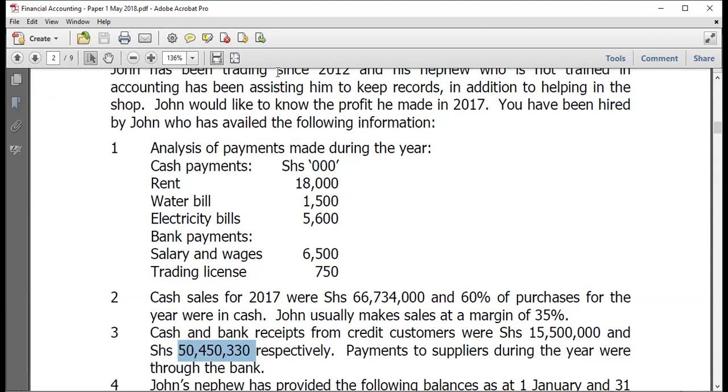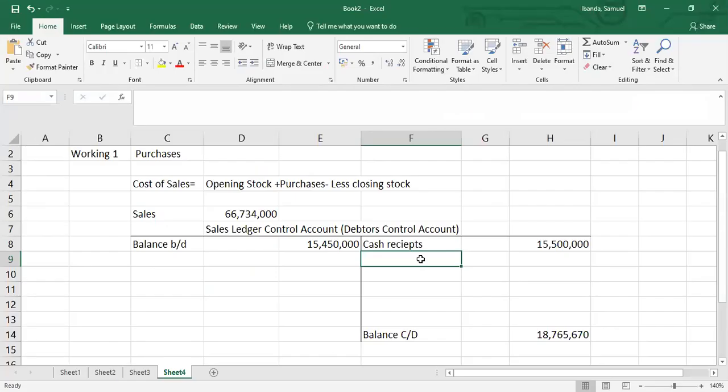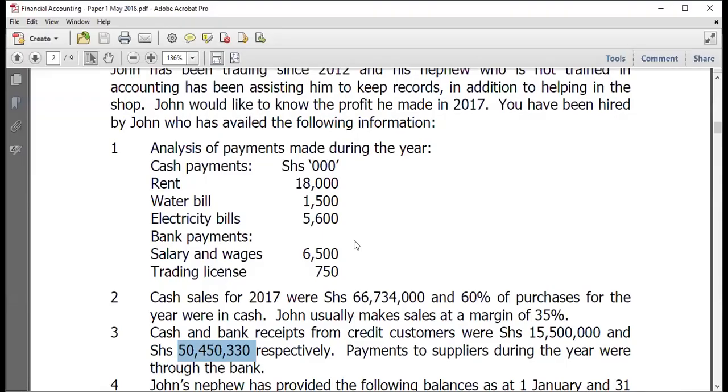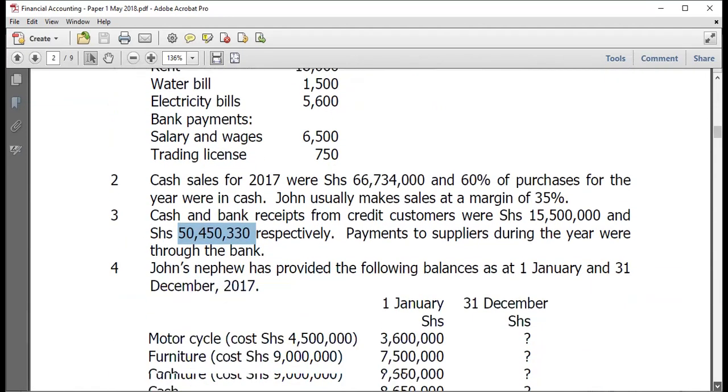I'll come here and record my bank payment, or bank receipt, sorry, from customers to be that amount, okay? So mine is to go and look for other items that might affect my contra account. Anything that reduces my debtors or anything that increases these debtors, okay? So I'm done with this. I move now to the next part.